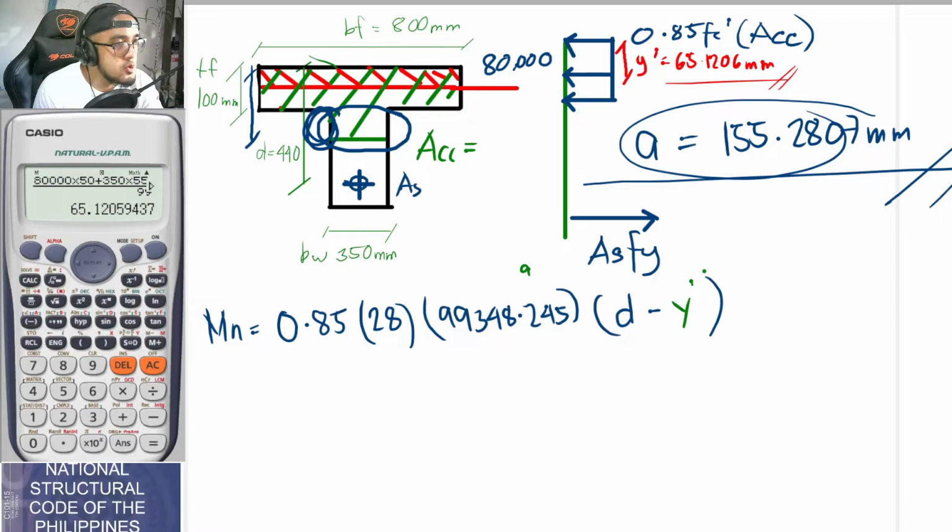Okay, so substituting known values here. For the value for your D, that is equal to 440. And the value for your Y, of course, is 65.1206. So minus 65.1206.